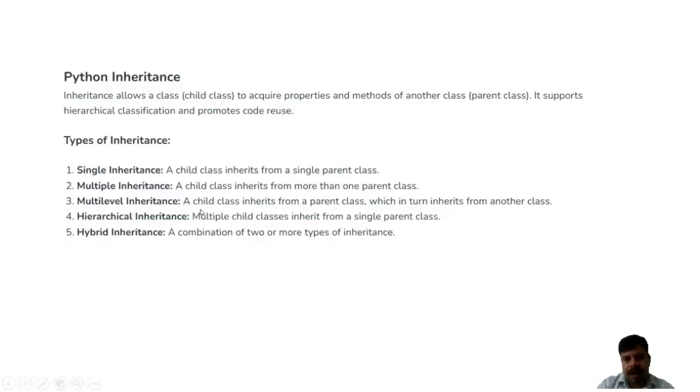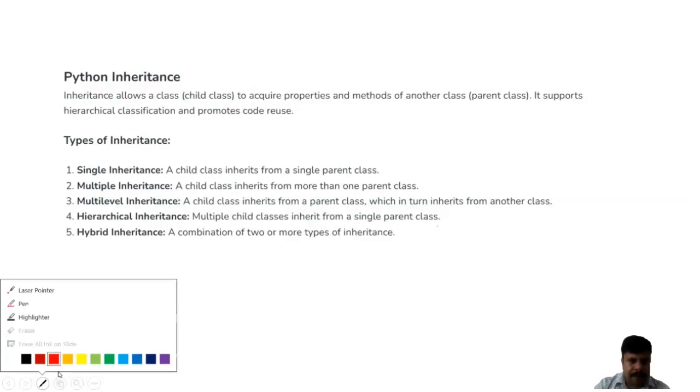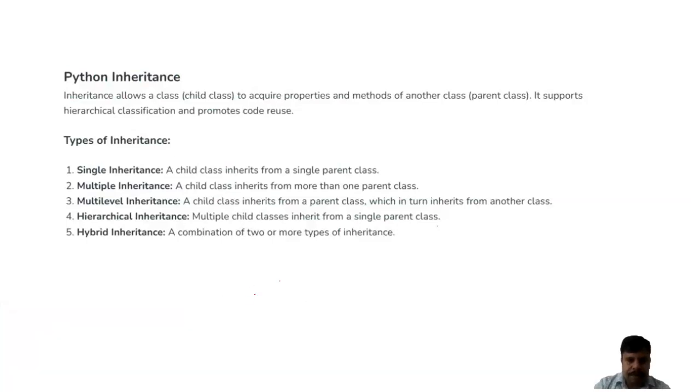Okay? In multi-level inheritance, a child class inherits from a parent class, which in turn inherits from another class, like our fathers and their fathers. We inherit some properties from our fathers or our parents, but our parents inherited some properties from their parents, that is our grandparents. That is multi-level. Hierarchical inheritance: multiple child classes inherit from a single parent class. For example, this can be better explained by the family structure. If we have one family head, he may have daughters and he may have sons.